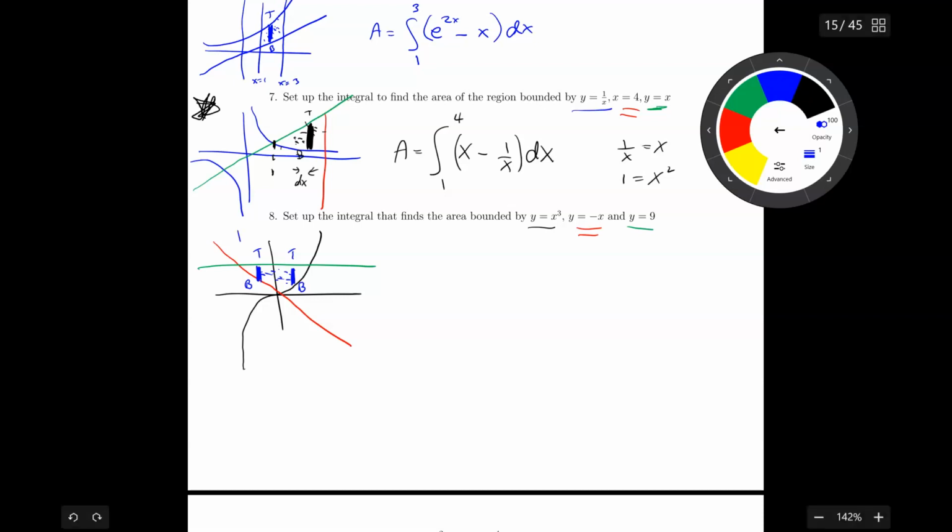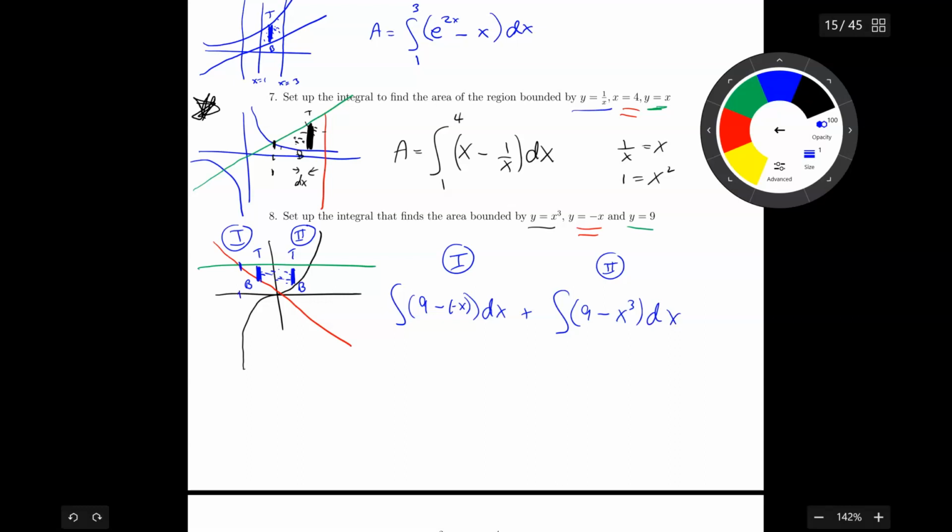So I'm going to have an integral for area 1 and an integral for area 2. So the integral for area 1 will be the top function minus the bottom function. So the top is the 9 and the bottom is the negative x. And then the integral for area 2 will be the top function of 9 and subtract off the bottom function of x cubed.